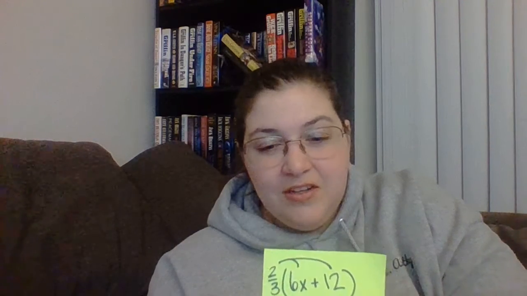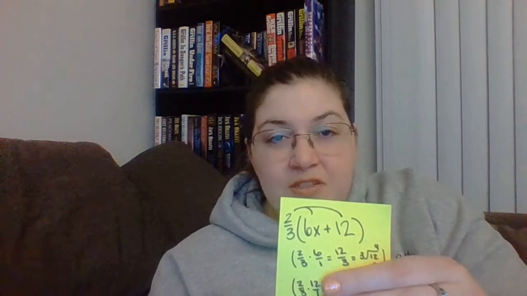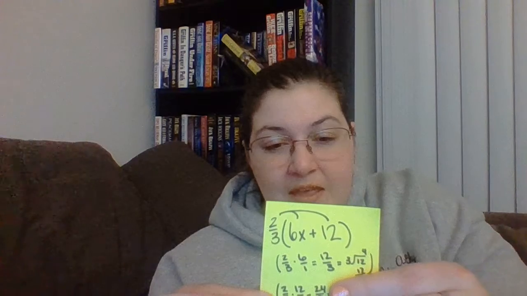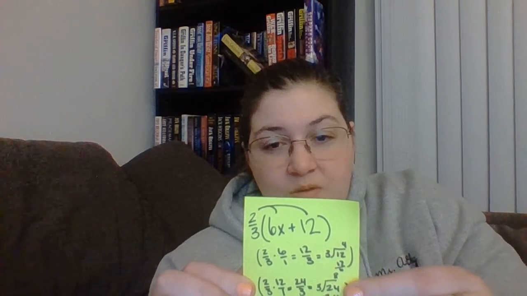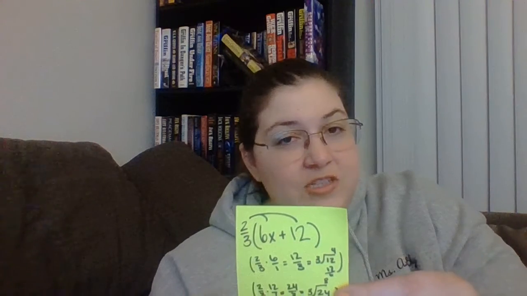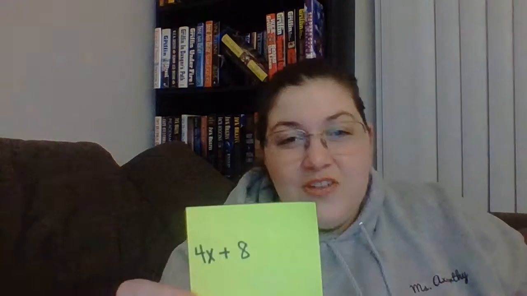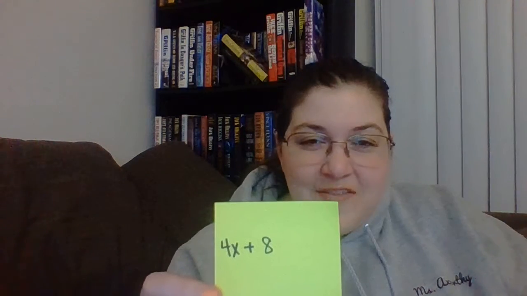Do you have an answer? You should have done 2/3 times 12 over 1 is 24 over 3, and that simplifies to 8 wholes. Now there's no variable, so this is just 8. Put it together into one expression. Do you have your expression written? You should have 4x plus 8. All right, let's try one more example.